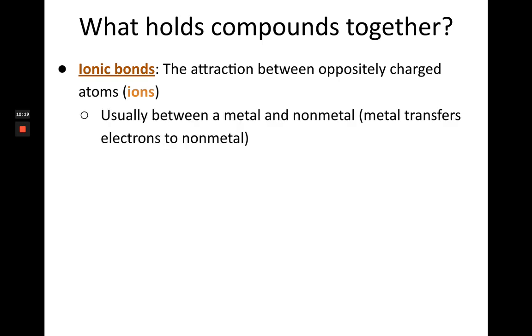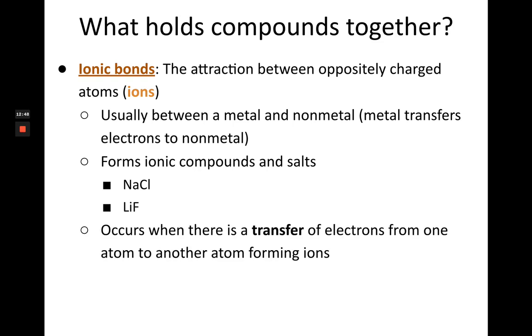So then, of course, we've already talked about ions, but let's look a little more deeply at this. And so ionic bonds are going to occur between oppositely charged atoms or ions. This is usually going to be between a metal and a nonmetal, because the metal transfers electrons to the nonmetal. It forms ionic compounds, and salts are really what we're looking at in biology as far as this goes. So again, our example is sodium chloride, table salt, lithium fluoride.